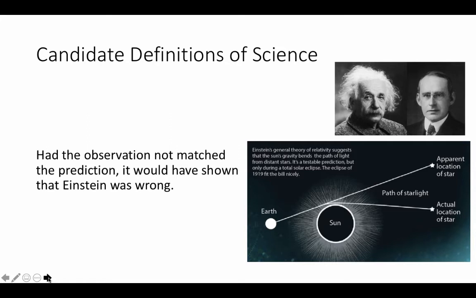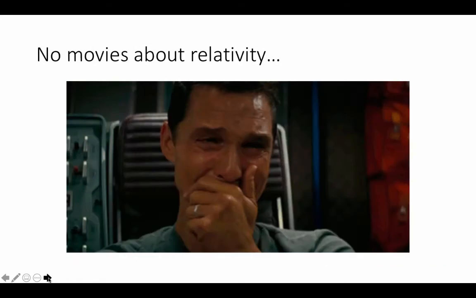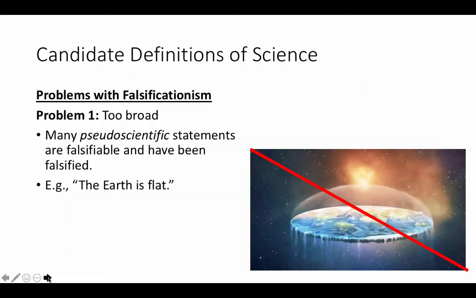Now, Einstein's theory was not falsified. Of course, if it had been, there would have been no general theory of relativity, and there would have been no movies about relativity, like Interstellar. However, and get used to this in this lecture, there are quite a few problems with falsificationism.